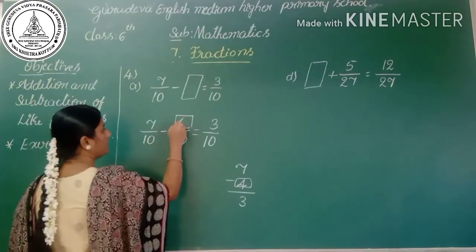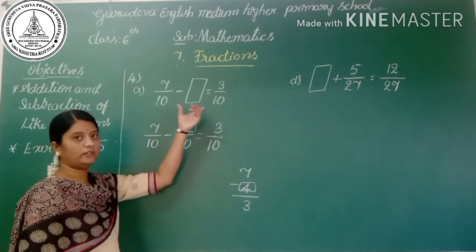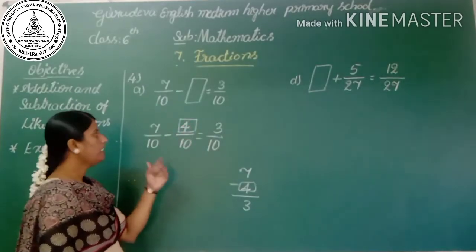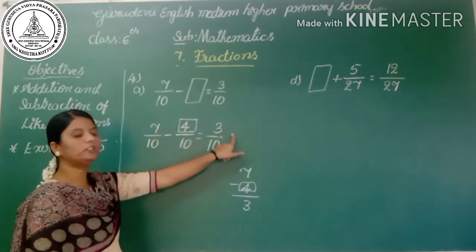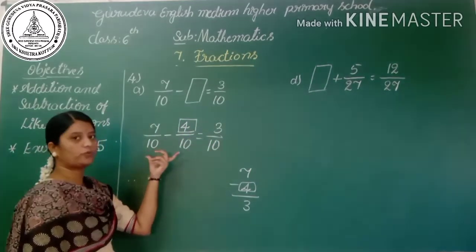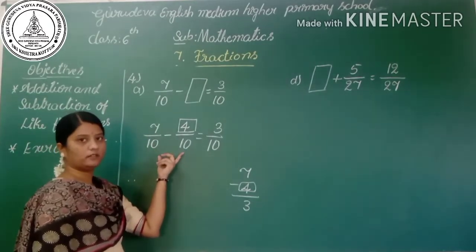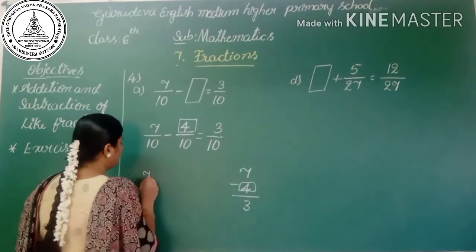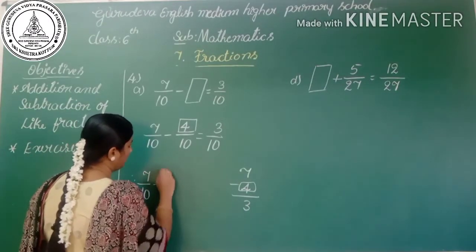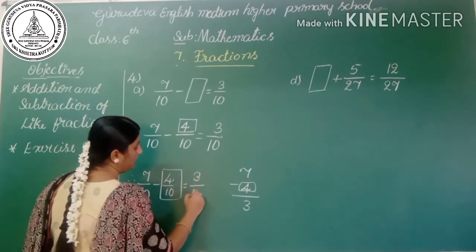So here also we have to fill in the 4. Therefore, in the given blank we fill in 4 by 10, since 7 minus 4 is equal to 3. Then 10 is the denominator, as these two are like fractions, so we write the 10. Therefore, 7 by 10 minus 4 by 10 is equal to 3 by 10.